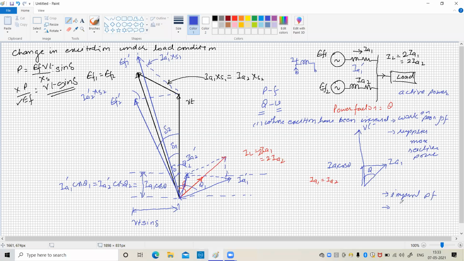and improved power factor, and decreases the share of reactive power, isn't it? So the total power will remain the same. The active power delivered by alternator 1 and the active power delivered by alternator 2 will remain the same. So this is the meaning of change in excitation under load condition.